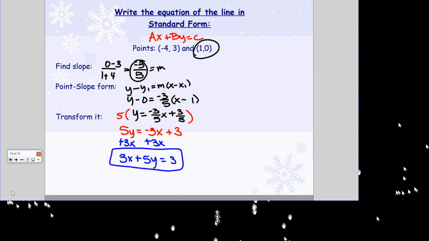And that is the end of our lesson. So hopefully you are now going to be a pro at using point slope form whenever it's most appropriate. And we'll be practicing this concept for a couple days.